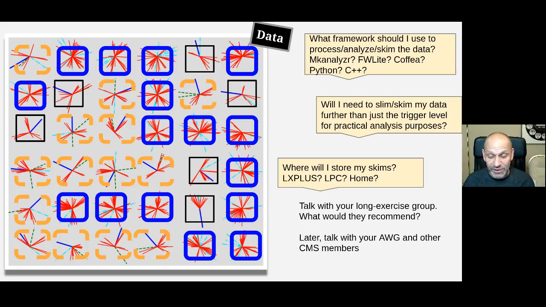It may sound trivial, but at some point you may have to make a decision about what framework you're going to use. Now, when I say framework, that's what set of software tools. And the software tools have evolved, which is probably not surprising, during the time that CMS was running. It'll be up to you, your analysis working group, or your long exercise to figure out what software tools you'll be using. And will you use these different tools at different stages? Do you have to slim your data even more? Are you going to store everything at home, at the LPC? But talk with your facilitators as to what they use for their analyses, what they would recommend going forward.